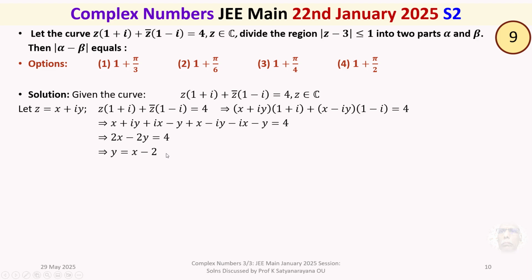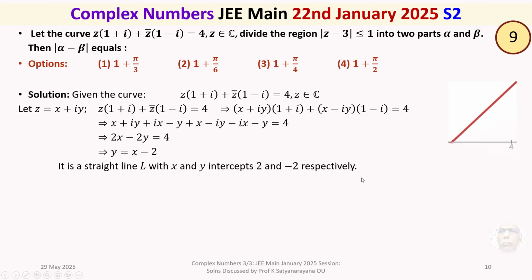What is this? It is a straight line. That is, the curve he talks about is a straight line. So it is a straight line, let us say capital L, with x and y intercepts, with x-intercept 2 and y-intercept −2 respectively. Yes, this is the line L.